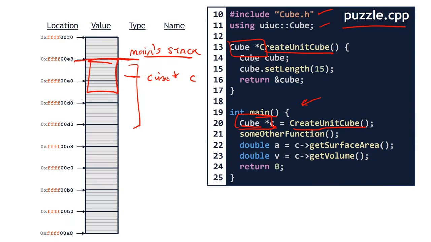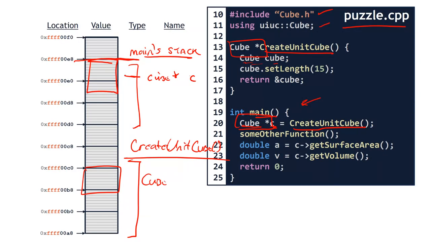So here we have a cube. So let's go ahead and create a createUnitCube stack frame. All of the memory associated with createUnitCube is going to go down here, further down in memory. And we create a cube called cube. The type is cube. The variable name is cube.